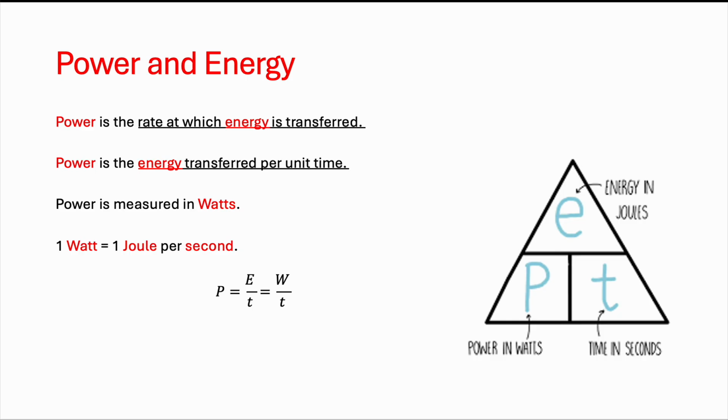However, you are welcome to use the W as well. The E and the W are really the same thing. So just to be clear on those symbols, P is the power in watts, E is the energy in joules, and T is the time in seconds. And we'll be thinking about that more in the following sections.